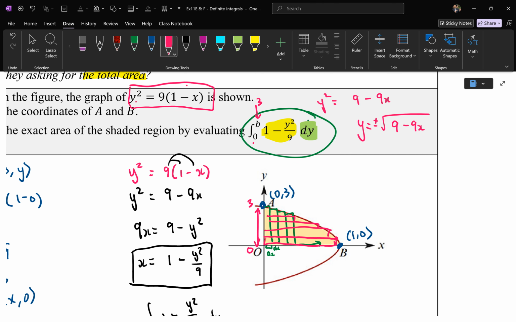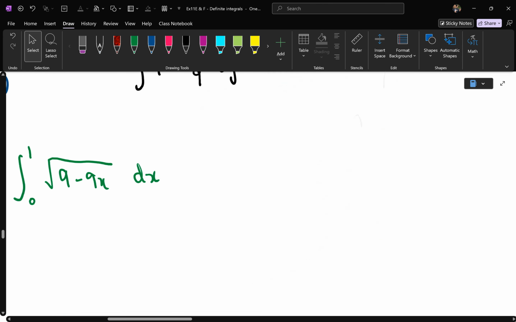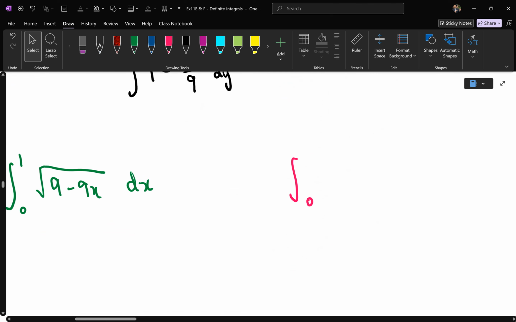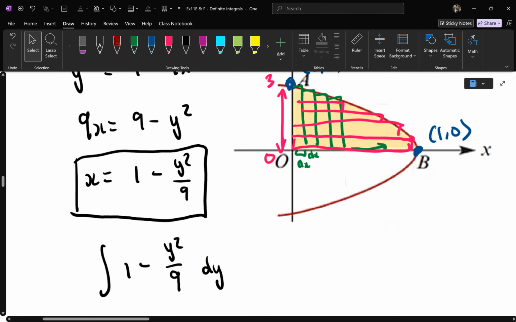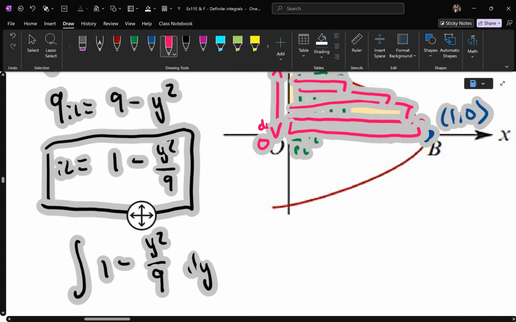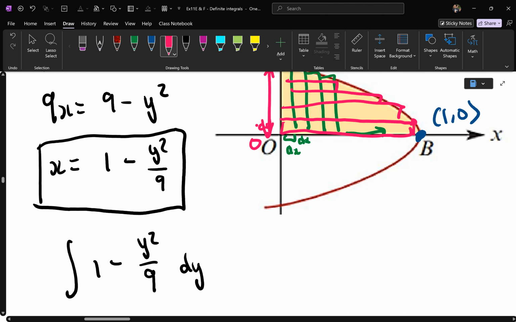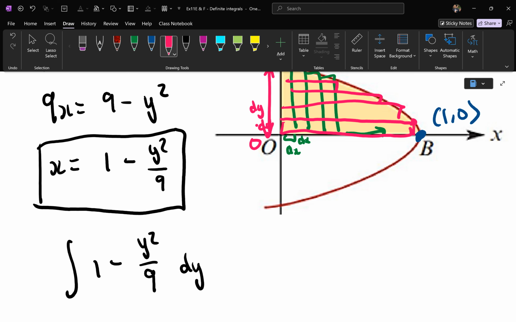So what you're looking for is now you're finding an integration between 0 to 3, and you want the width of these rectangles to be the change in y. So rather than change in x, each one has a width of the change in y. That's what you're doing.